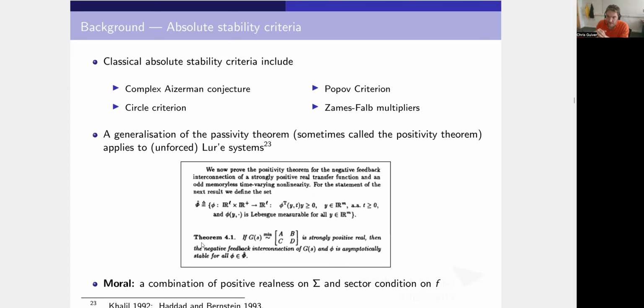There are lots of classical absolute stability criteria. I've listed four on the slide. The real Aizerman conjecture asks if stability of the linear system implies stability of the nonlinear system. Of course, nonlinear stability implies linear stability because you include linear functions in nonlinear ones, but conversely, it's not true in general. But this generated a lot of interest. It turns out that there's a complex version which is true. So despite the name, curiously, it is true.